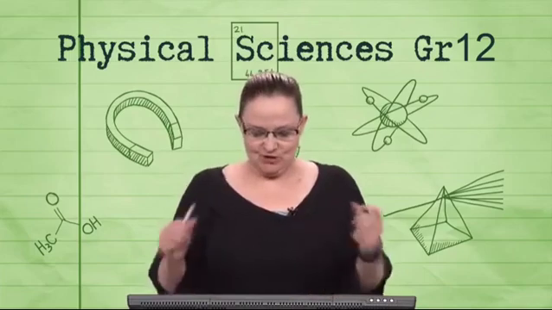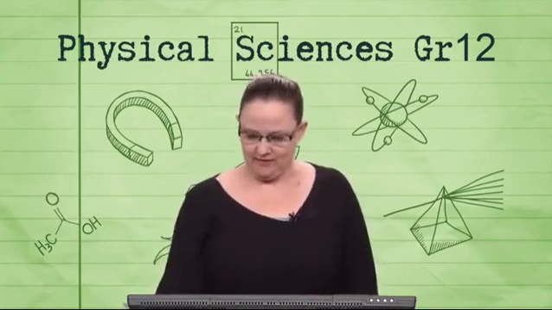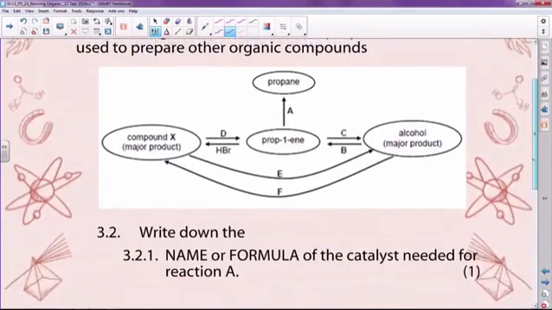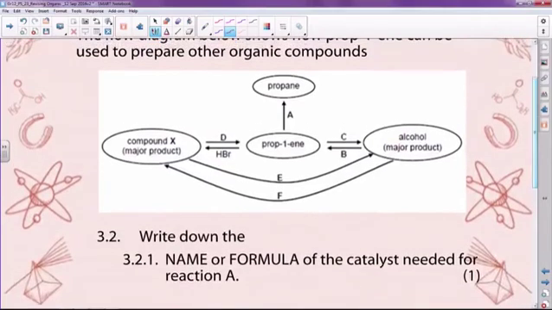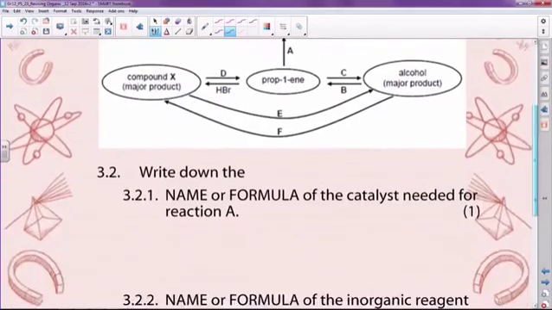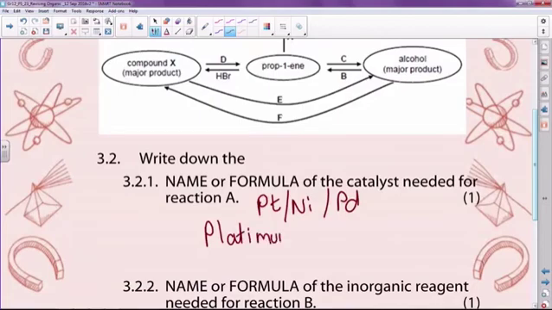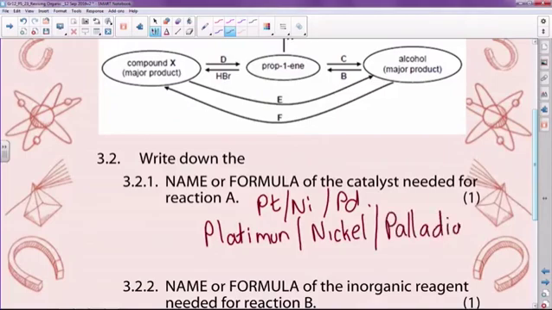Okay, grade 12. So let's see how we did. Now the first one was name the catalyst or give the formula for reaction A. Reaction A was addition. Now this one is the catalyst I tried to give you earlier. It's platinum, nickel, or palladium. Just remember the one you can spell. I would never put palladium, I have to be honest, if I had a choice, just because I can't always remember how to spell it. Palladium. Okay, so that's easy.